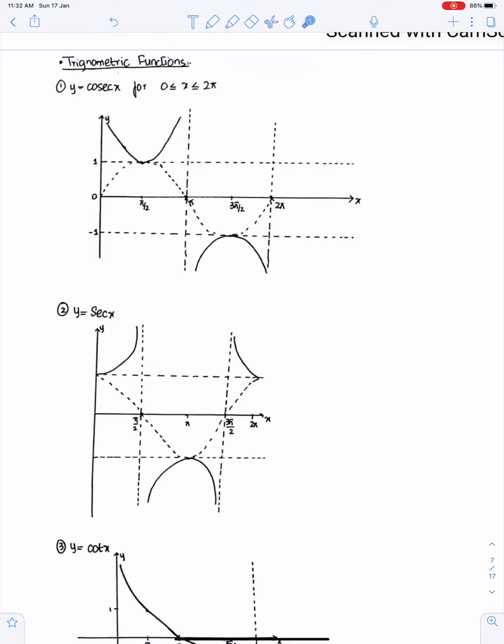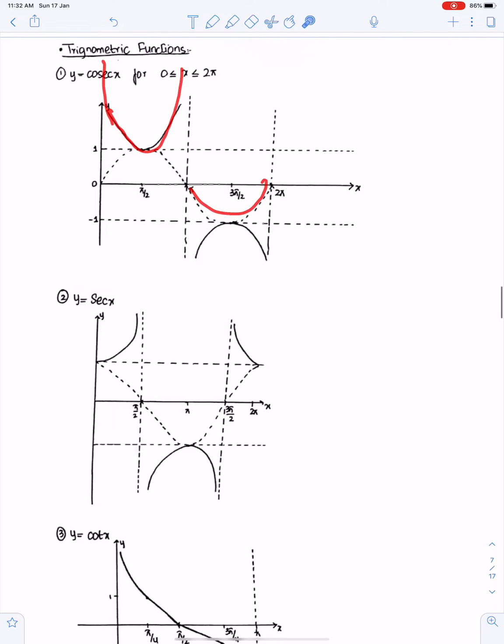To refresh the graphs, this is sin x. If you want to sketch cosec, this is cosec x. You reflect this part of sine from y equals 1, and this is parallel to infinity, and this part is here. This is cos x, and this is the reflection, sec x.